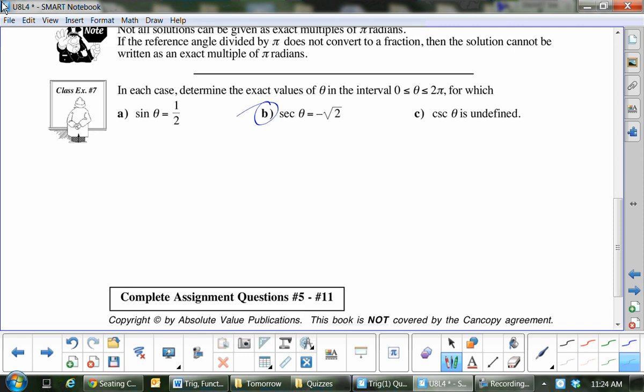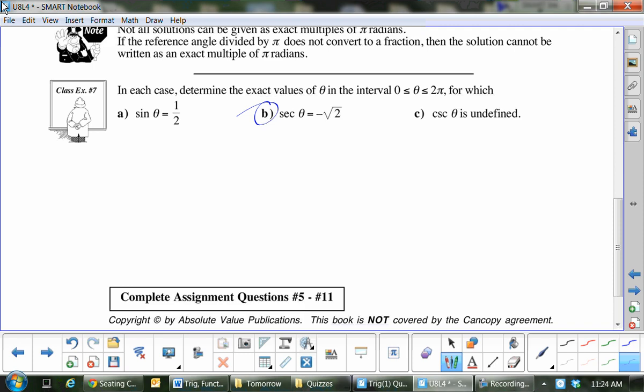Because the absolute value of that, like, are you talking, why is it always going to be in there? Rotation angles have to be between 0 and 2 pi. Okay? Good question. Okay, secant theta equals negative root 2.